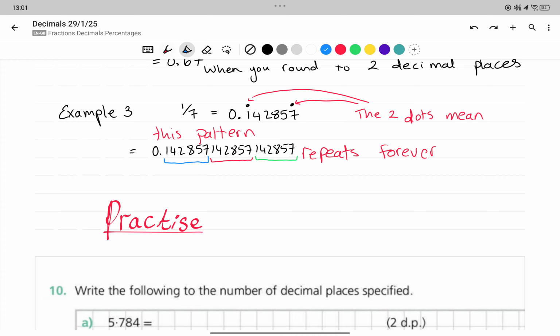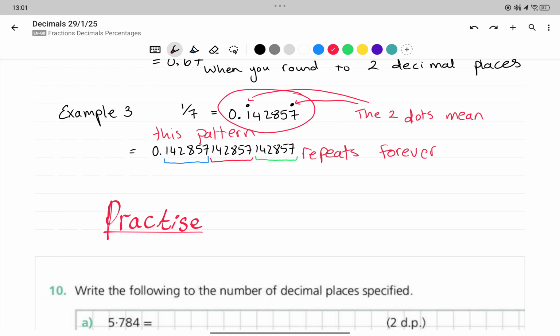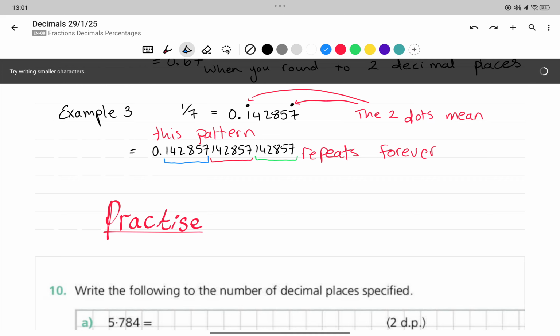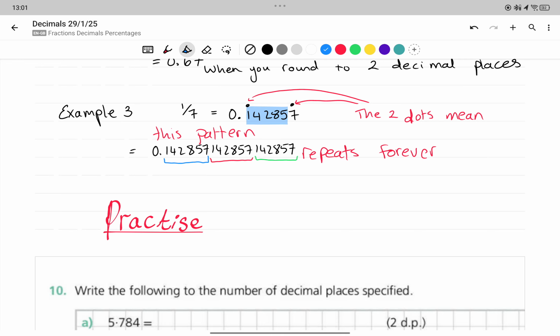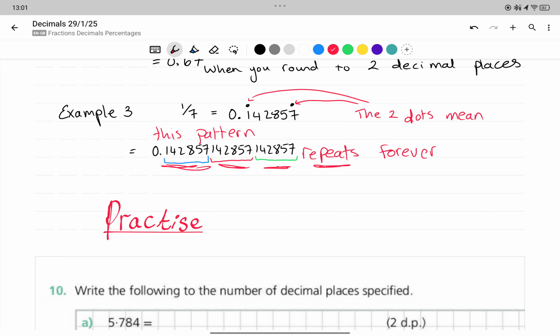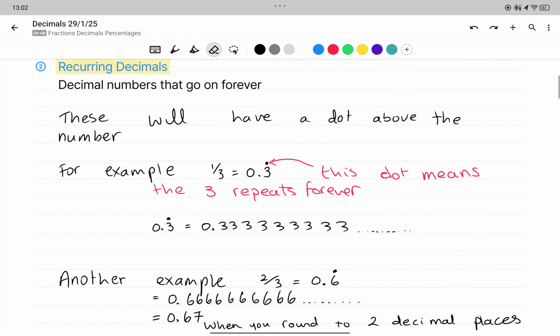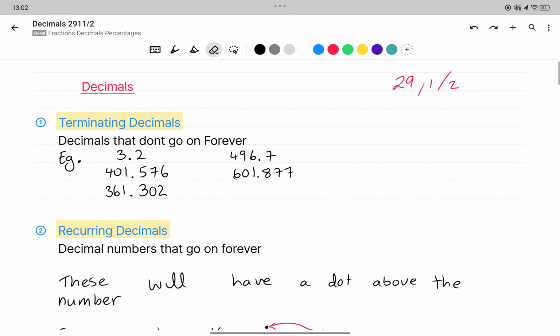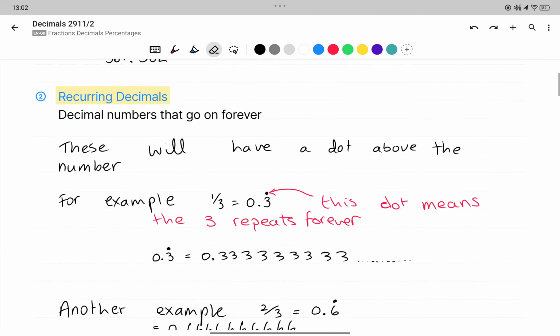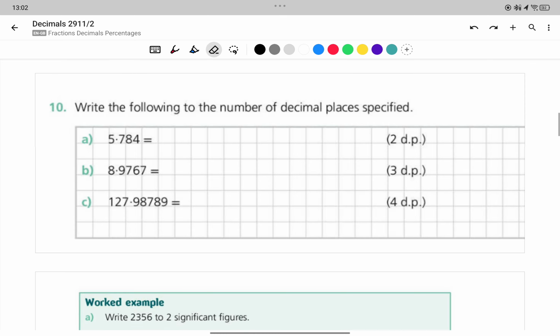Example 3 then is a 7th. If you put that into the calculator, it would give you this. Notice there are 2 dots here and here. That means the pattern 142857 is what repeats forever. So you can see the pattern once here, once here, once here, and it would just keep going on forever. So you just need to know what type of numbers they are. They are recurring decimals. The other kind are terminating decimals. And then we have some practice.